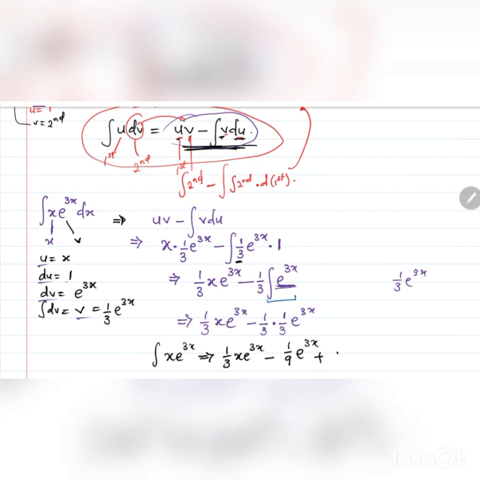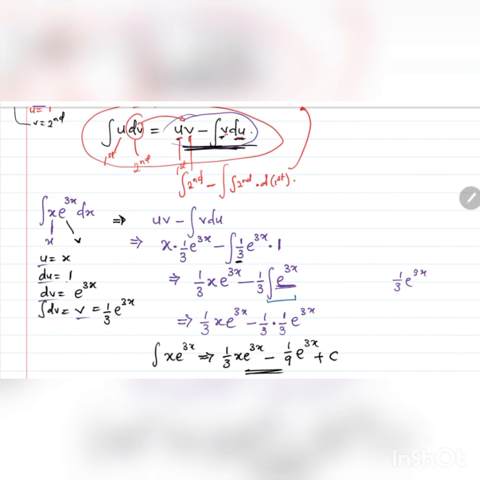Final answer plus C. Okay, so that's what we call integration by parts. But there are some questions on integration by parts where you apply it more than once, we call it iteration. That is, you apply the formula like twice, 3 times, depending on how strong the question is or depending on the look of the question you get.